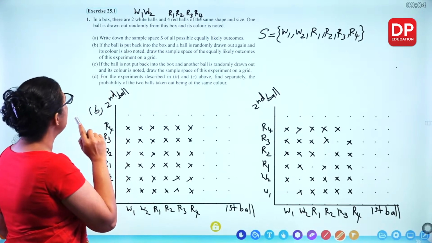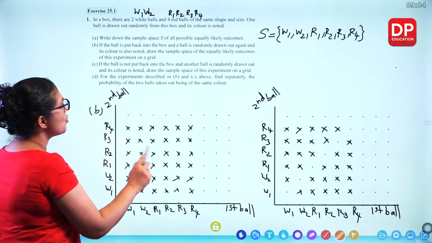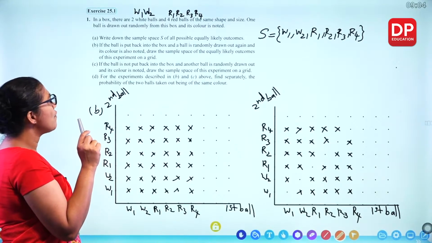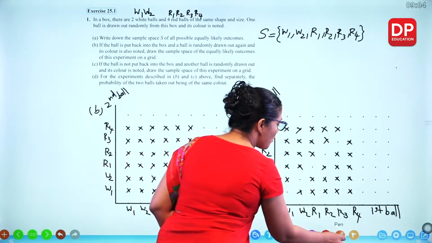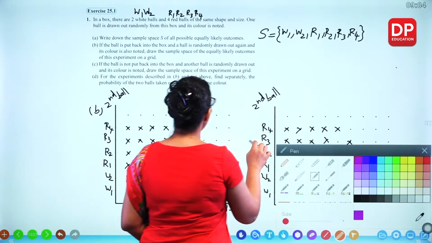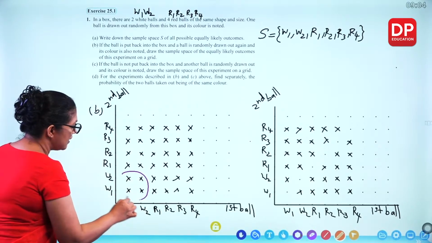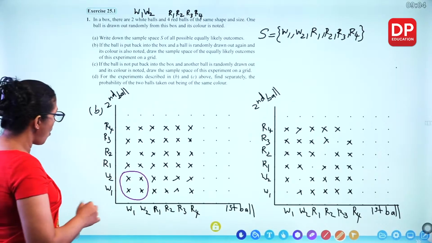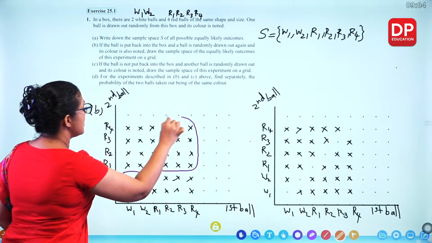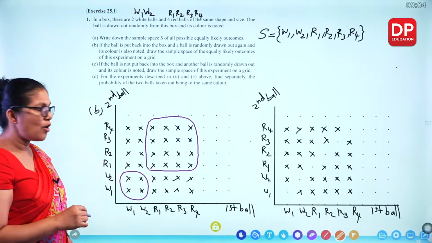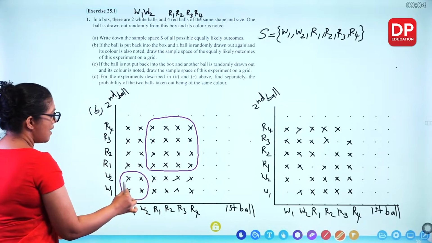Now part D, for the experiments described in B and C, find separately the probability of the two balls taken out being of the same color. So we'll find it for part B, same color. That means white with white, it can be this one, or red with red, it can be this set. So all together, how many outcomes? 1, 2, 3, 4, 1, 2, 3, 4, 16 and 4.